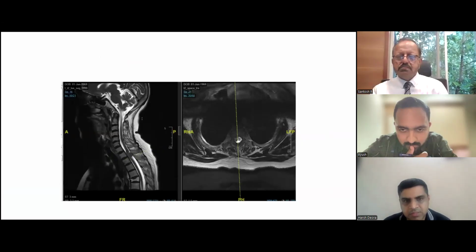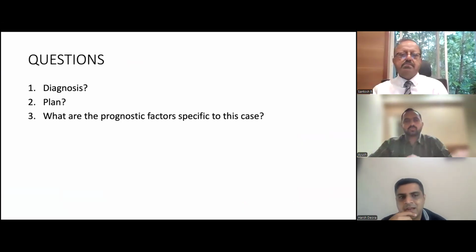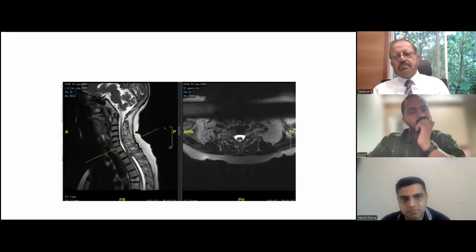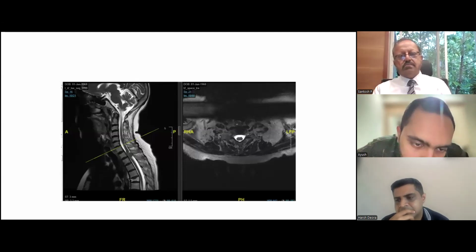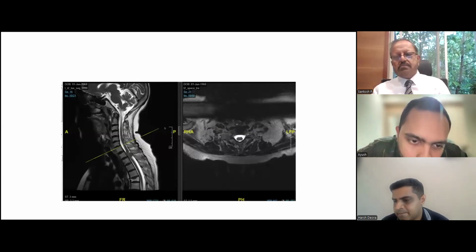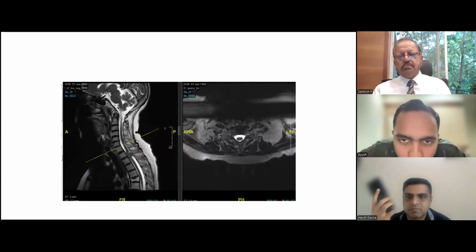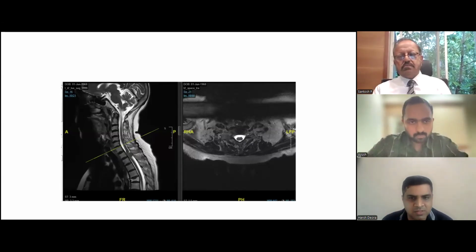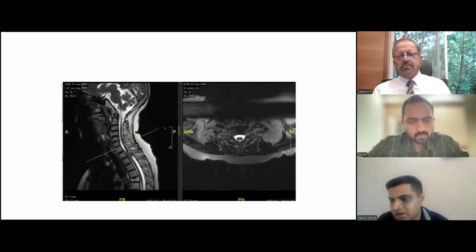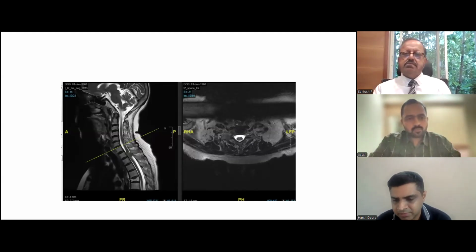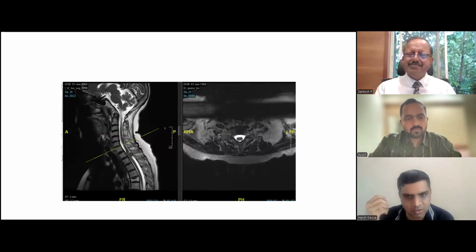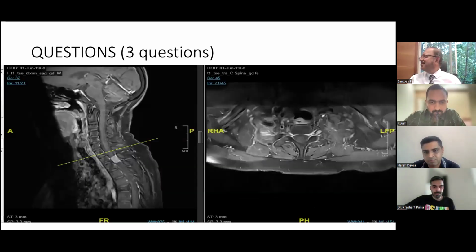Okay, you've seen the images. So the question is, what is your diagnosis in this case? I'd request, please don't type the answers. I mean, ultimately, it is Snail who is losing out here. Snail, what would be your diagnosis in this case? Sir, it is a D1 extramedullary lesion, showing post-contrast enhancement.